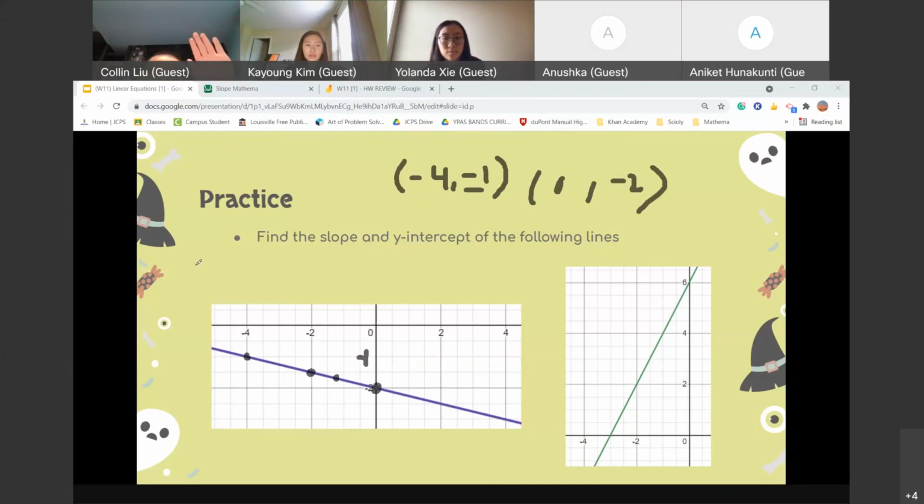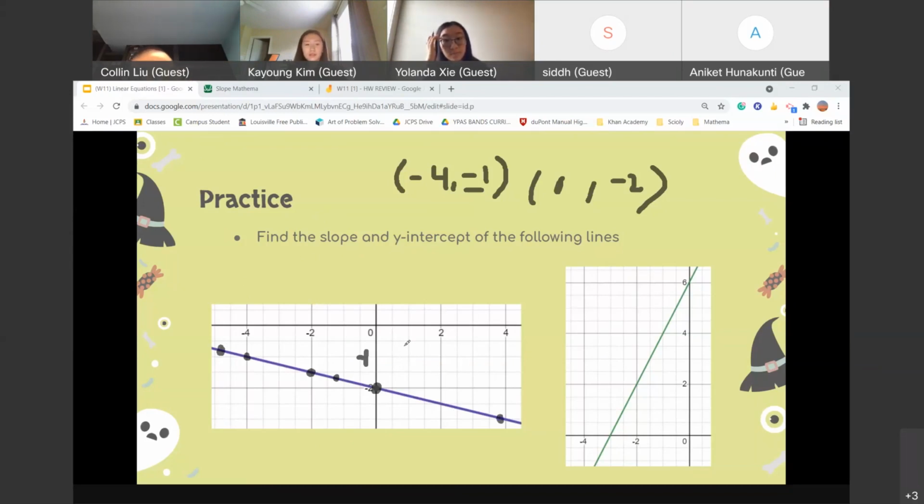Do you have a question? Do the points you use, can the points be anywhere on the line, or do they have to be the same distance from where they intersect on the y or x axis? No, it can be any 2 points on the line. It could be this one and this one. As long as they're on the line, the distance between them doesn't matter, but it's just easy to use ones where I know the coordinate exactly.